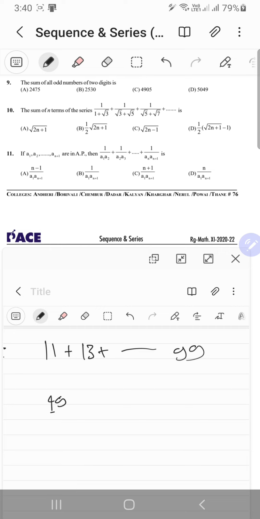So 45 upon 2 into addition of these two is like 110. Yeah, and that's going to be 45 into 55, I think.